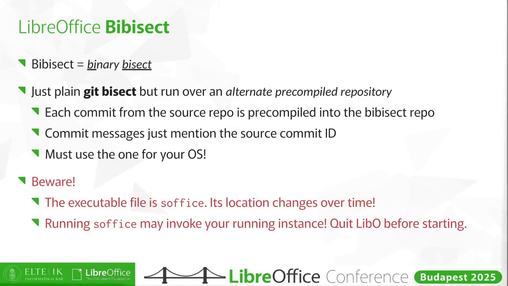All right. So, bisect, binary bisect. In Spanish, we call it Bibisect because we speak how the words are written, but it comes from binary bisect, so I tend to say bisect in English. So, plain bisect over an alternate precompiled repository. That's it. Be sure to use the one for your operating system. Remember that Windows binaries cannot run Linux binaries and vice versa. So this means that there are multiple precompiled repositories per platform, Windows, Mac, and Linux.